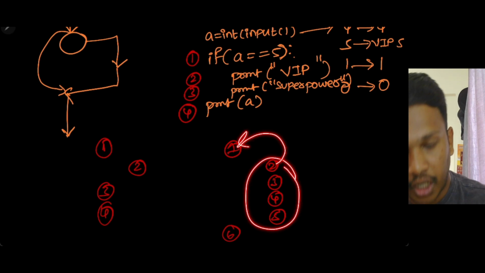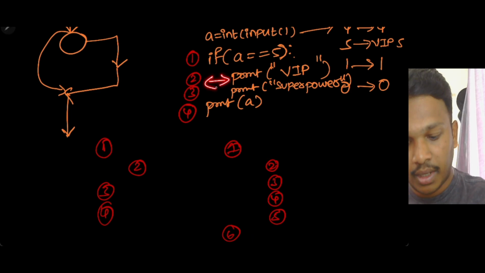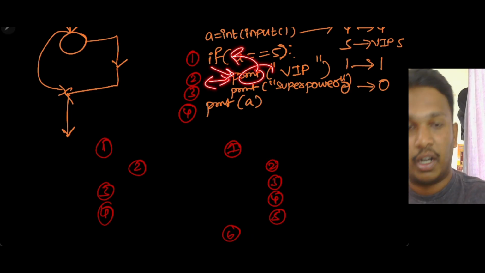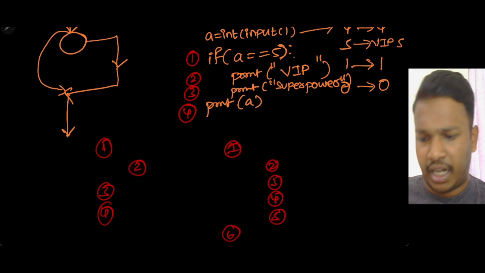Those many lines will belong to the same if condition. I hope the concept is very clear. Very simple: the space you are giving belongs to the if condition, that's all. If you give some space, that will belong to this block; it's a child of that.